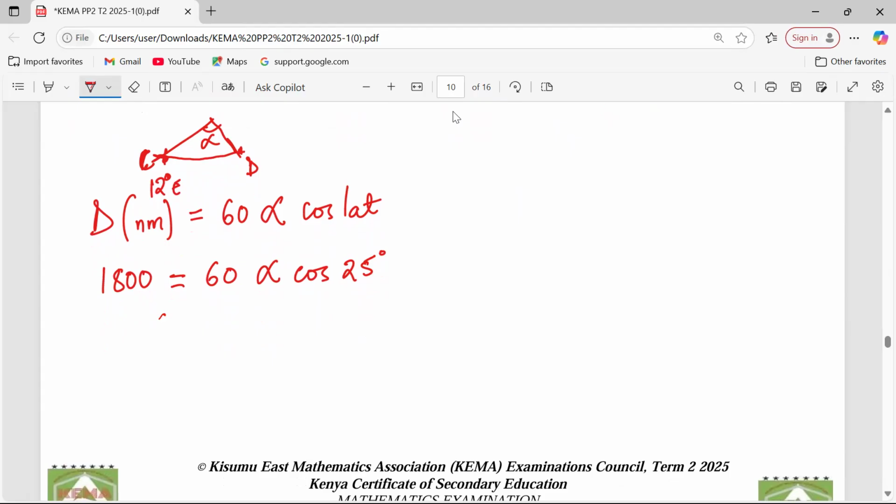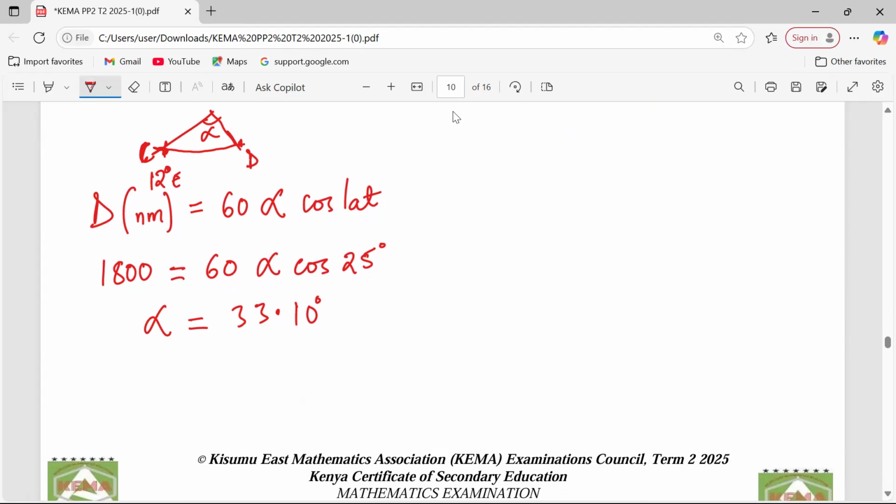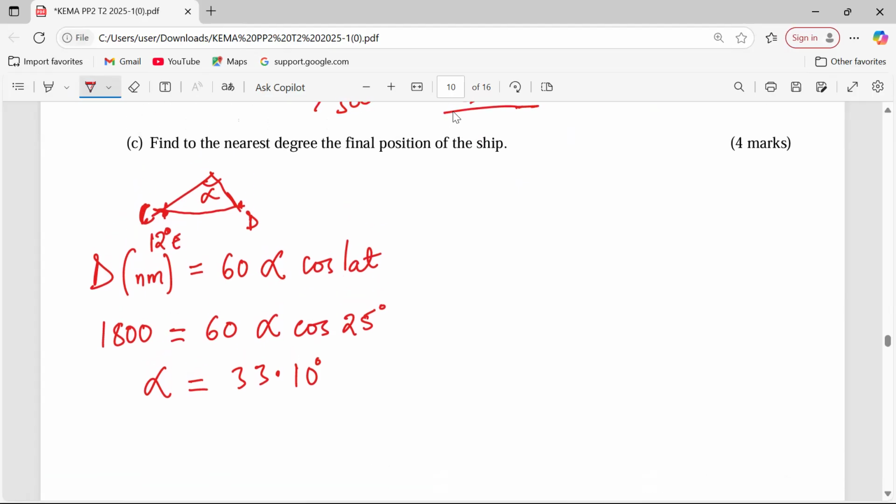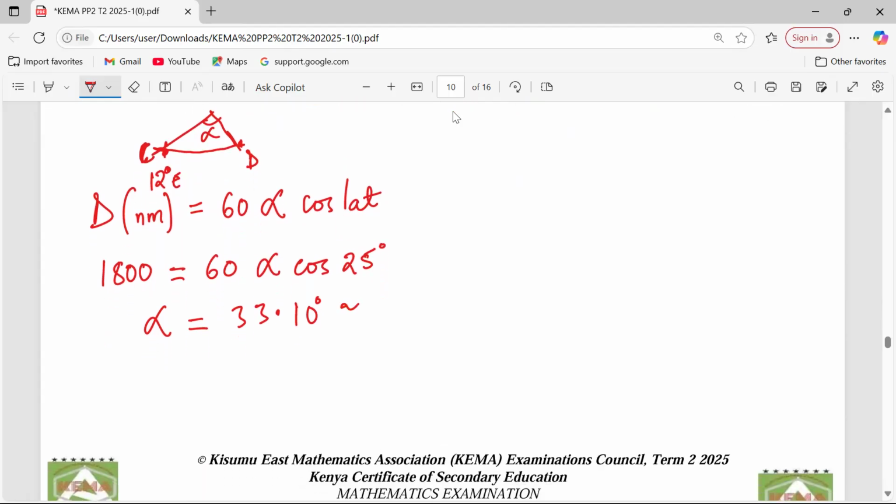So we can remain with the angle difference by taking 1800 divided by 60 multiplied by the cosine of 25, and this is giving us 33.10 degrees. So that is the angle difference from point C to D. And remember, we were already at 12. We need this one to the nearest degree. So this can be now written as 33 degrees.